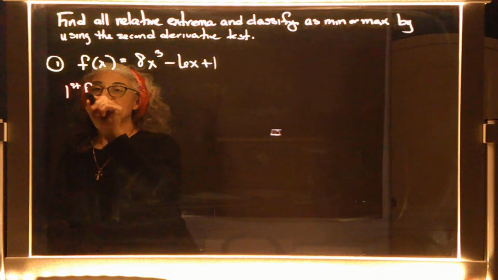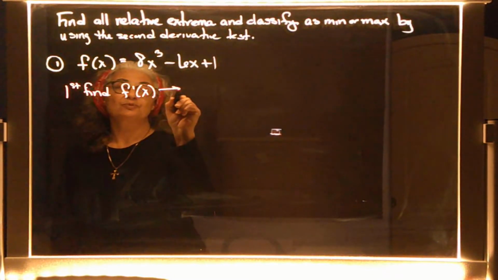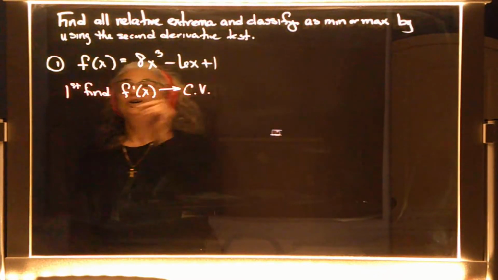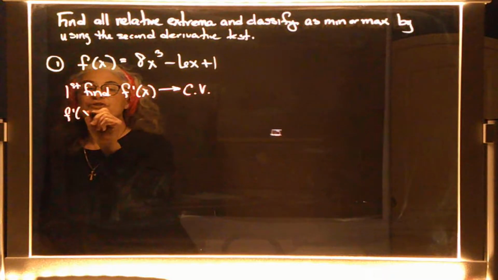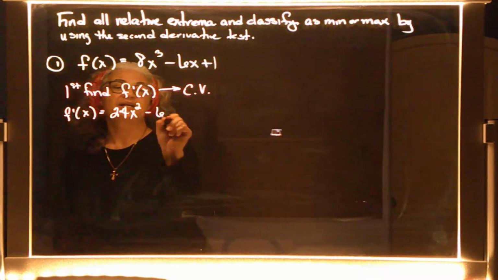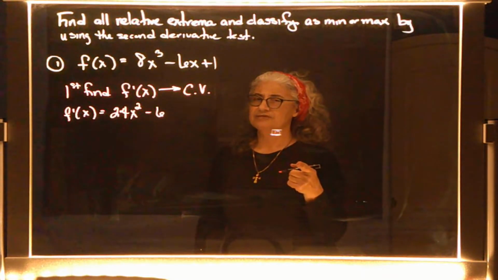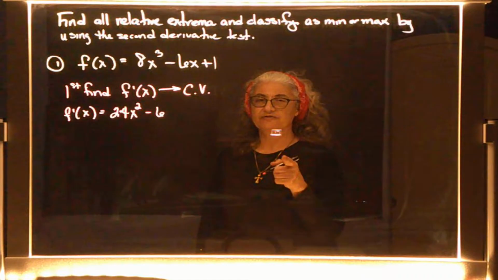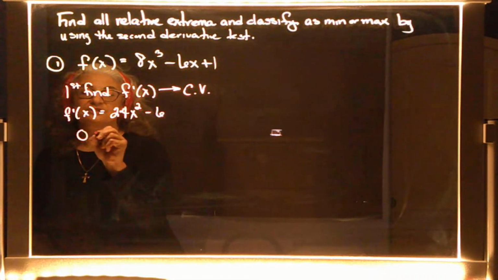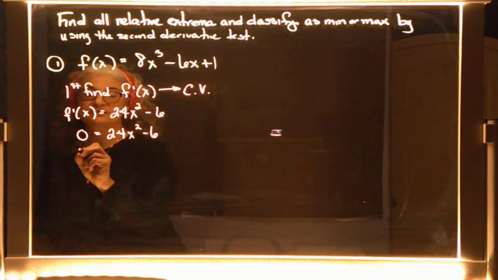So first, we need to find the first derivative, because what does that lead to us finding? The critical value. Okay, so the first derivative is going to be 24x squared minus 6. Yes? And then what do? Yeah, to find the actual critical values, you've got to set that first derivative equal to 0, don't you? So, we set it equal to 0 and we solve for x, correct?